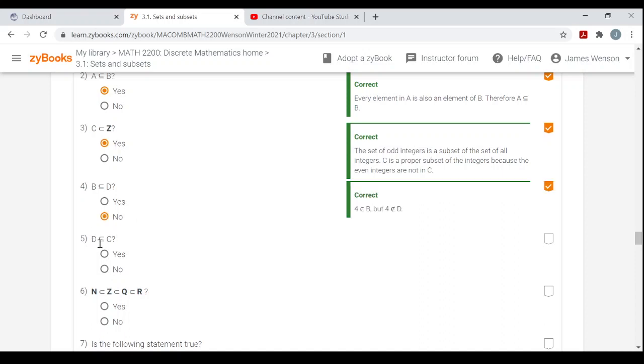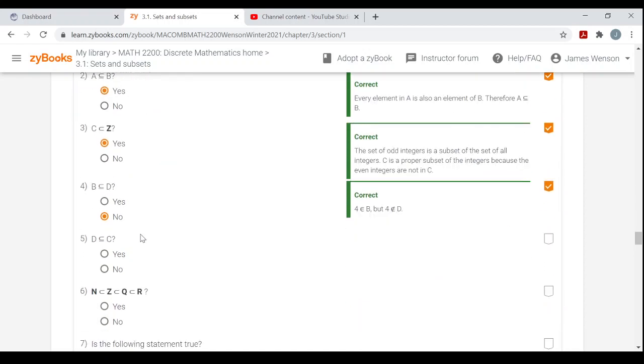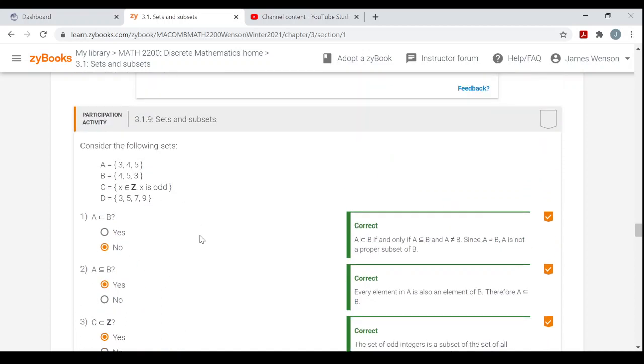Is D a subset of C? Again, not a proper subset because you got the little half equal symbol. So is every element of D also in C? Are 3, 5, 7, and 9 also in C? Yeah. C is all the odd integers. These are odd integers, right? So every element of D is in C. D is a subset of C. And also, D would be a proper subset. You could get rid of the half equal sign because they're not equal.